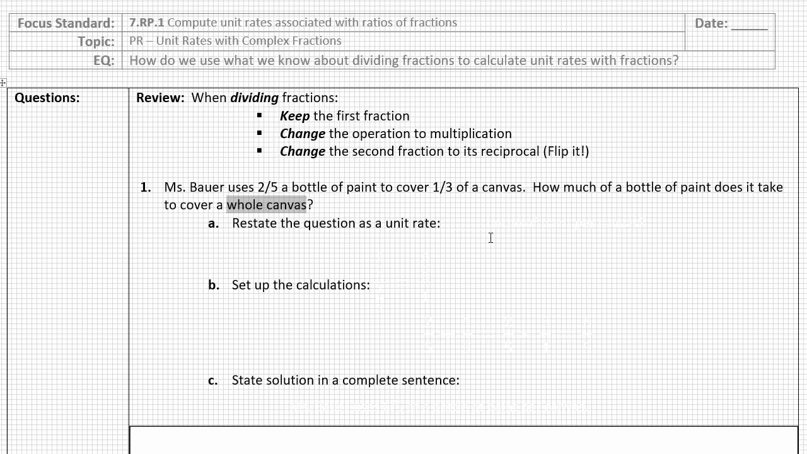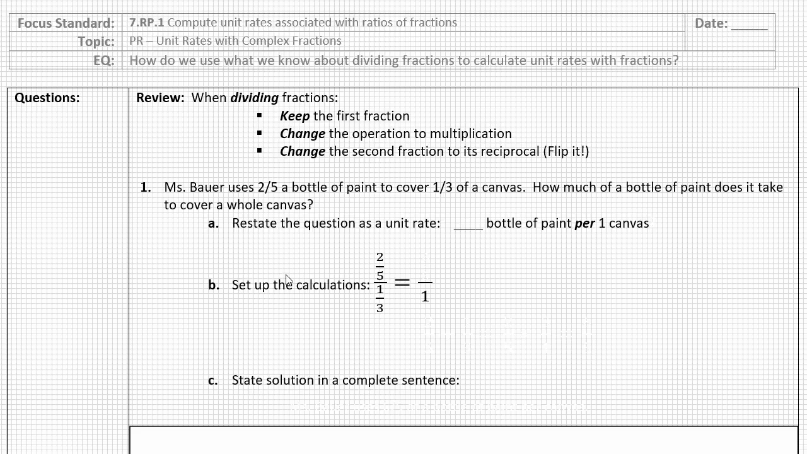So it must mean something like this if we were to interpret it. They want to know, what is the fraction or amount of a bottle of paint per canvas, and we might even insert a 1 here, for one canvas, right? Because it said a whole canvas. So now that we can interpret this as a unit rate, it helps us set up our calculations. We know what our numerator is, and we know what our denominator is. Our numerator is going to be the amount of paint we know that she uses to cover. This will be our denominator, what we know about the canvas.